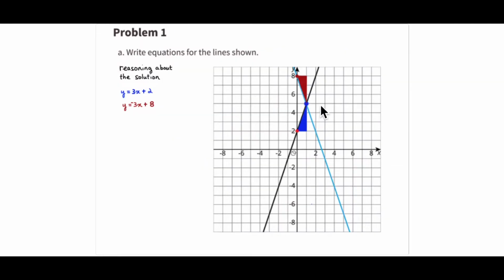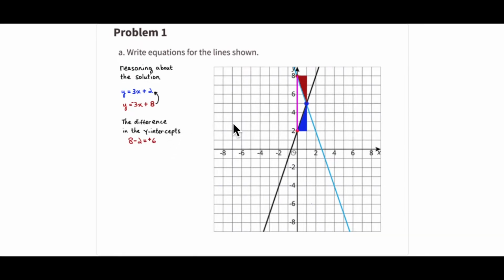Before I use the graphs to figure out the solution to the system of equations, or I use the equations to figure out that solution, I like to reason about what that solution is. And it is a way for me to visualize or to see what's going on as I use the graphs and as I use the algebra to solve for the solution to that system of equations. So if you look at these two graphs, one intersects at 8 and the other one intersects at 2. So that difference in the y-intercepts is 6 units. 8 minus 2 is equal to 6 units.